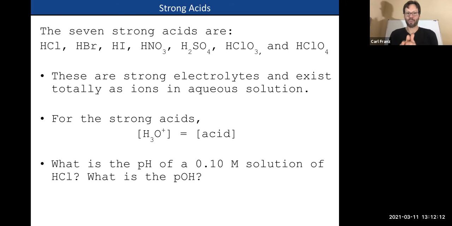And I think we left off with this problem. We said if we had a 0.1 molar solution of HCl, what's the pH? What's the pOH? So if the concentration of HCl is 0.1, since HCl is a strong acid, the concentration of hydronium ions is also 0.1. What is pH? pH is just the hydronium ion concentration taken to the negative log. So if you take the negative log of 0.1, you get 1. So the pH is 1.